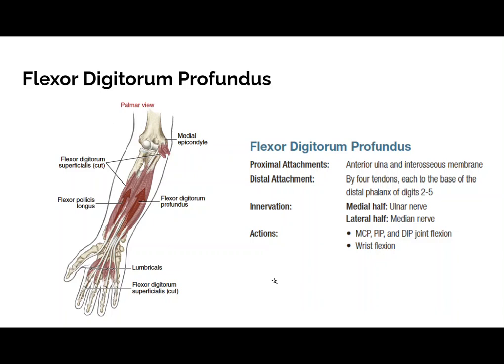Third layer, the most deep layer, flexor digitorum profundus. Again, it's not quite coming off the medial epicondyle, although I think that's probably the best way to start to remember it. It's down on the radius and the ulna, but it is going to the distal phalange. This one's interesting. The medial half is the ulnar nerve, lateral half is the median nerve. And again, based on line of pull, it's going to be a wrist flexor, a metacarpophalangeal joint flexor, a proximal interphalangeal joint flexor, and a distal interphalangeal joint flexor.